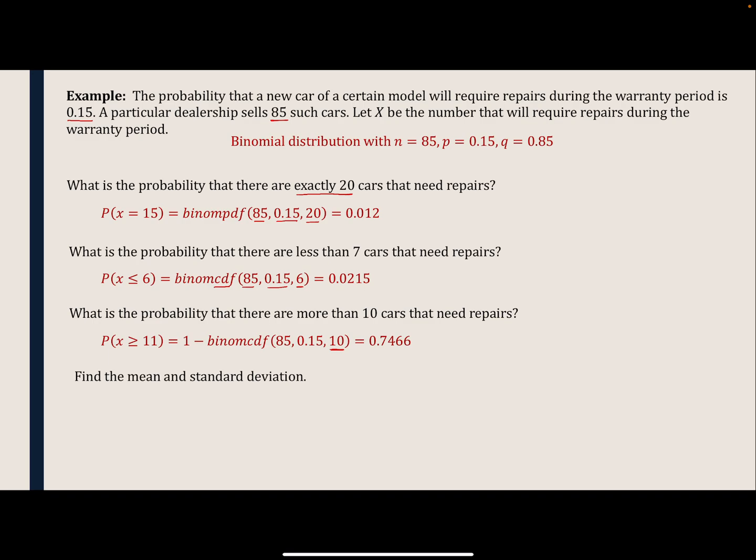And then finally, the mean and the standard deviation. Remember that the mean is n times p, so 85 times 0.15, and don't round that. And then standard deviation, which is the square root of npq, where q is the probability of failure.